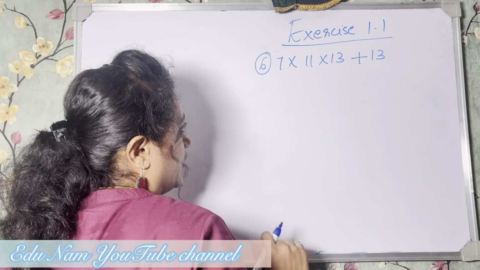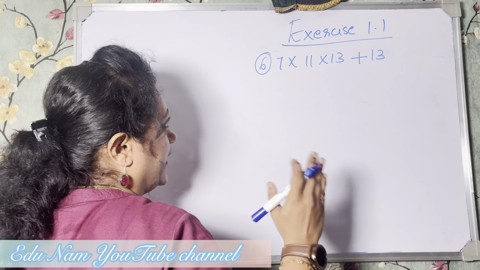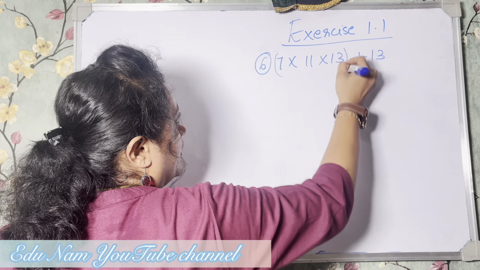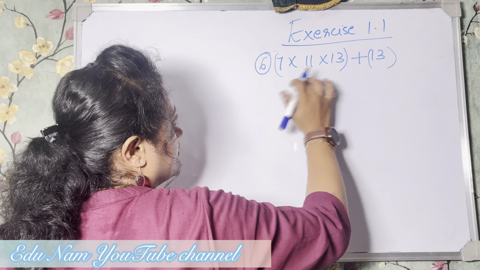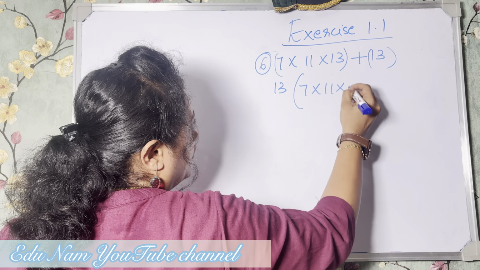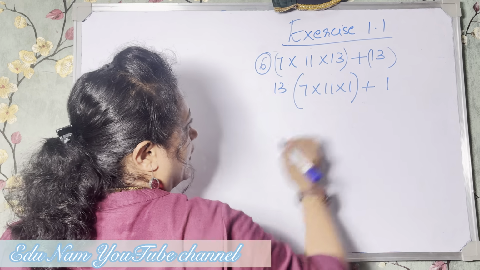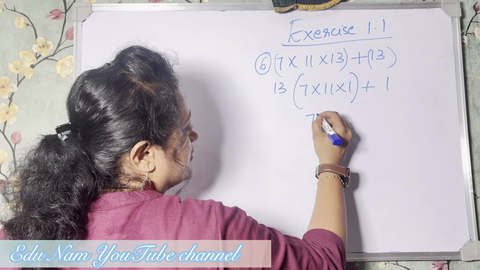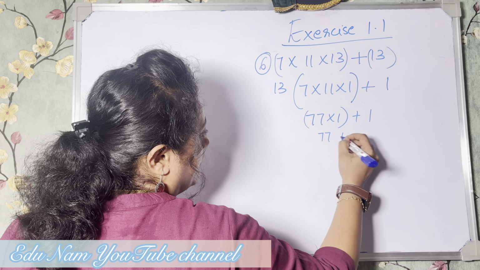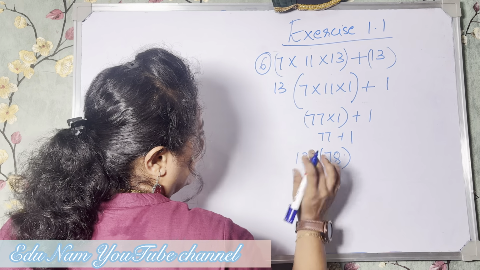So first of all, what are composite numbers? Composite numbers are the numbers which have more than two factors, that is 1 and itself and more than that. So if we consider this, this is one term and this is one term. 13 is common in both, so I'll take 13 common out. It will become 7 into 11 into 1 plus 1, since I've taken 13 out. 7 11s are 77 into 1 plus 1, so it will become 77 plus 1, so 78. 13 into 78.